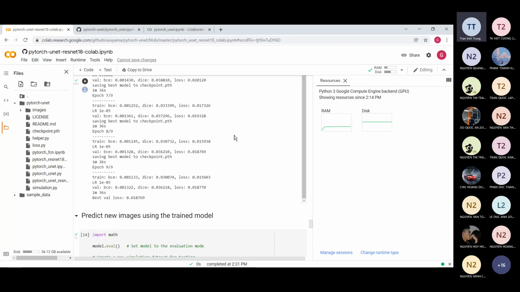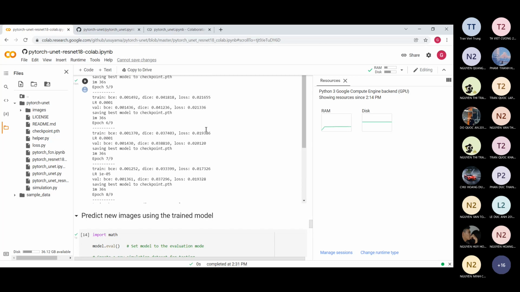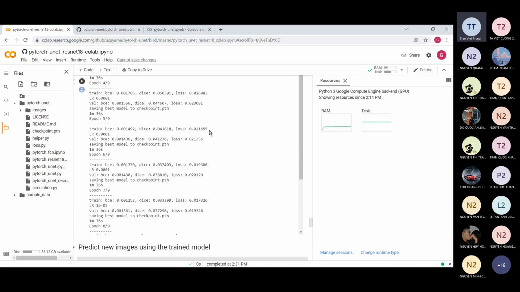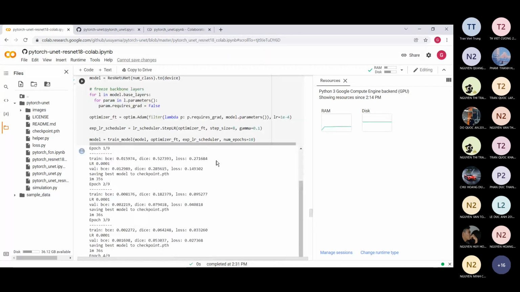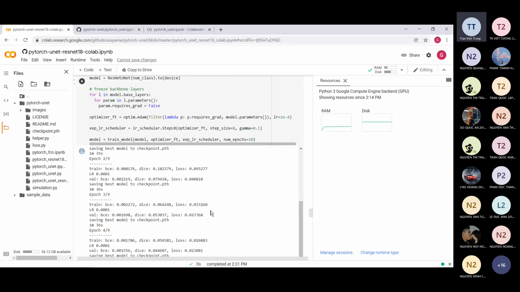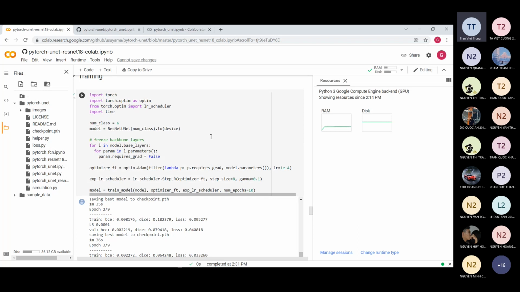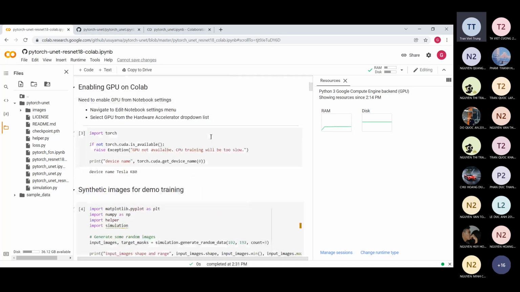Let's see. Actually, I see here the loss is not decreasing so much. Maybe they use a pre-trained backbone model, so the loss does not decrease much. Okay, so maybe we can start from the beginning. You explain a little bit about the code so that everybody can learn from you. From the beginning, okay. Yes, right.